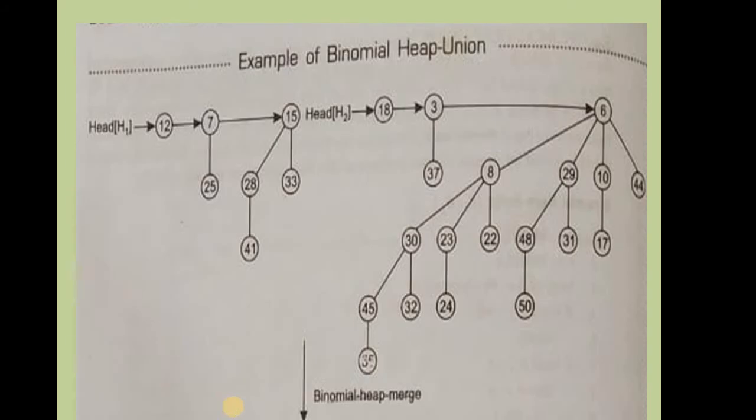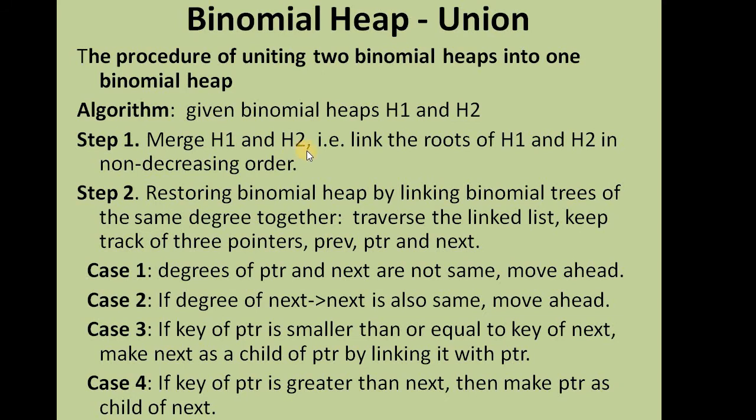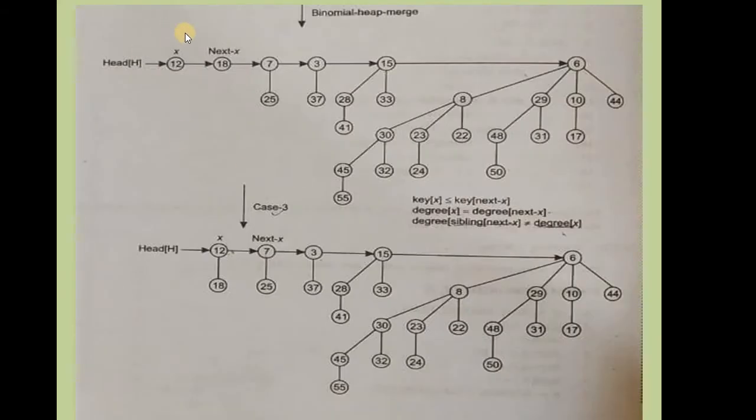Let's understand this with the help of an example. So here we have two heaps, heap 1 and heap 2, and we need to perform the union operation on these two. So step 1, if you remember, merge H1 and H2. That means we link the roots of H1 and H2 in non-decreasing order. So let's go and merge. So we'll merge these two. You can see we have merged both the heaps together in the non-decreasing order of their degree.